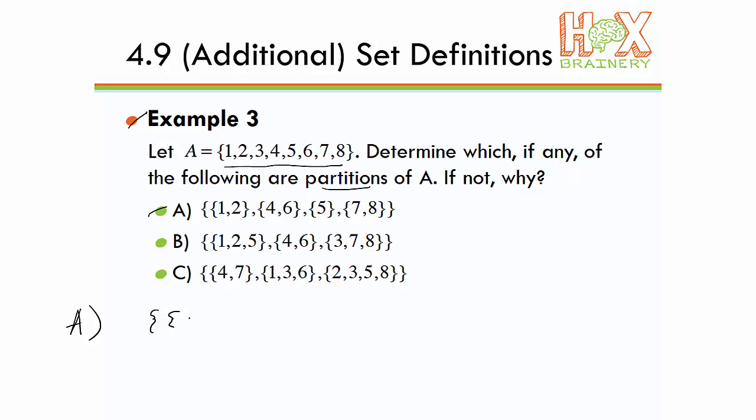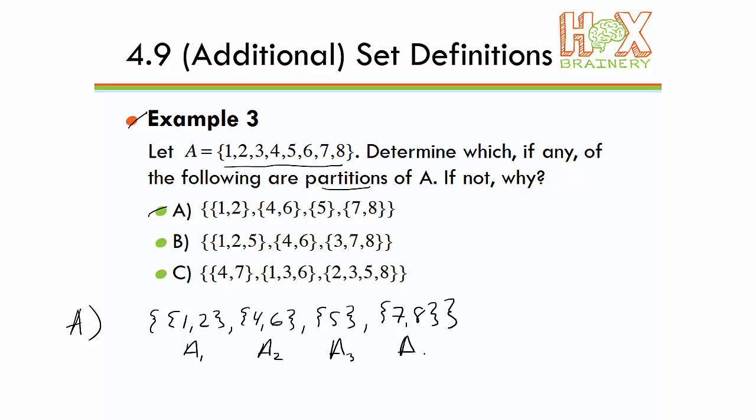So we have a set containing 1 and 2. That can be A sub 1. Then we have a set containing 4 and 6. That can be A sub 2. Then we have a set containing just the element 5. That can be A sub 3. And a set containing the elements 8 and 7, which can be A sub 4.